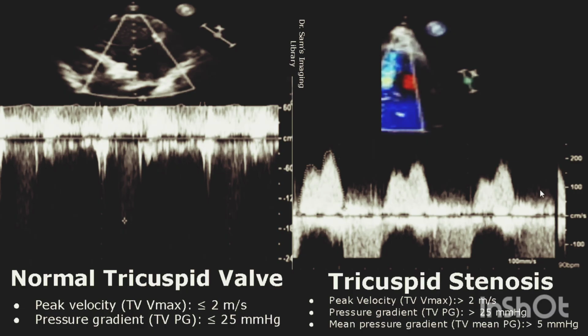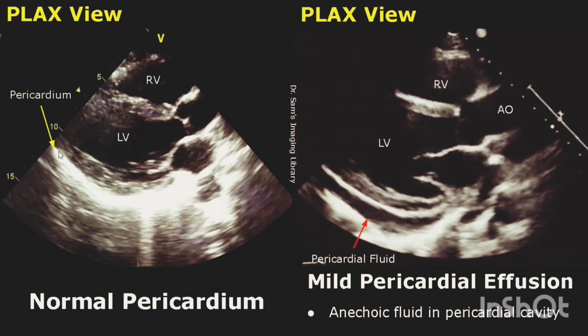The normal pericardium appears hyperechoic like this. Pericardial effusion is the accumulation of fluid, blood, or pus in the pericardial cavity. Here is a mild pericardial effusion. There is anechoic fluid, a small amount of fluid in the pericardial cavity.